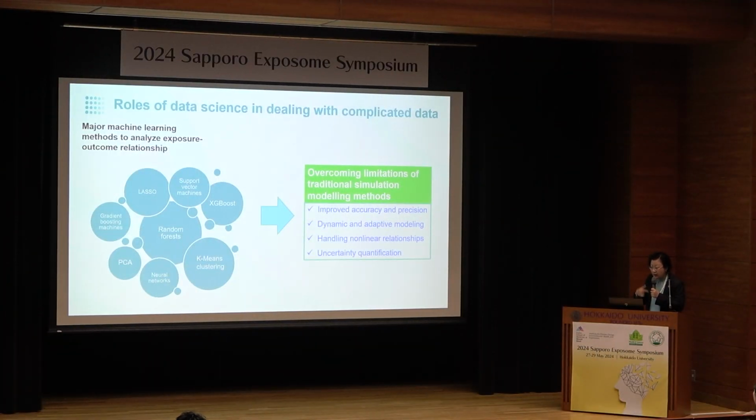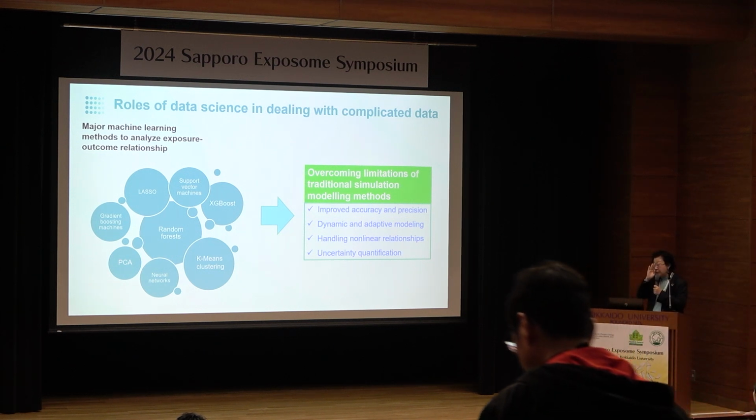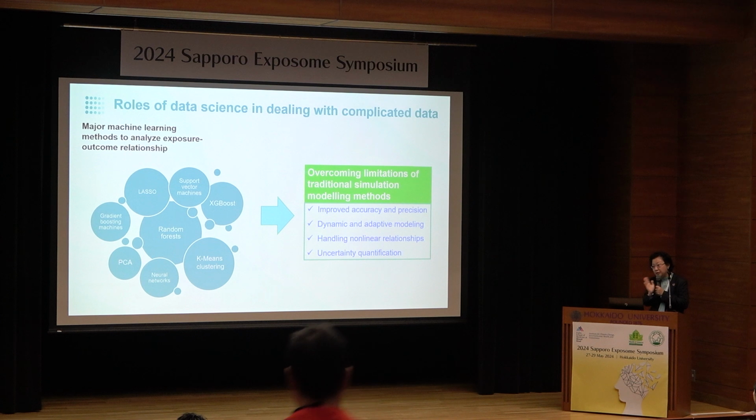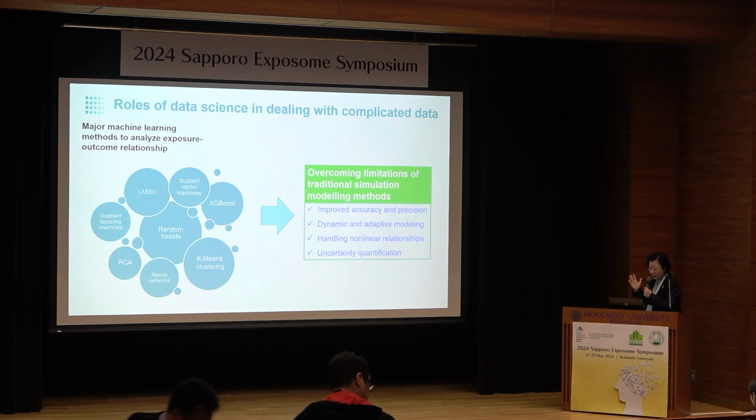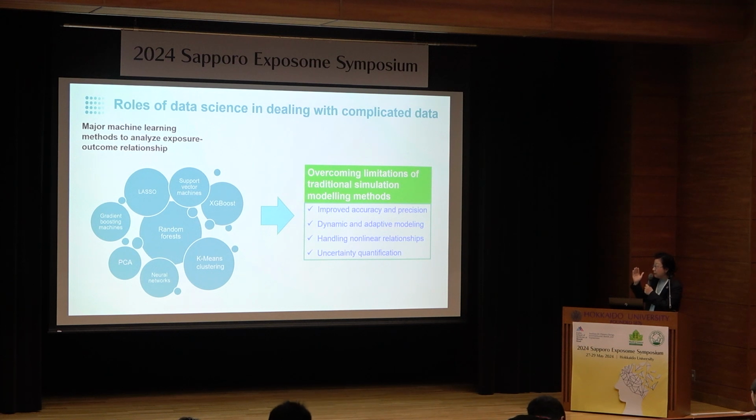It improves the accuracy and precision, and unlike those traditional ones, it could be dynamic and adaptive, handling non-linear relationships and quantifying the uncertainties. So this is the bright side of the emerging technology of data science.